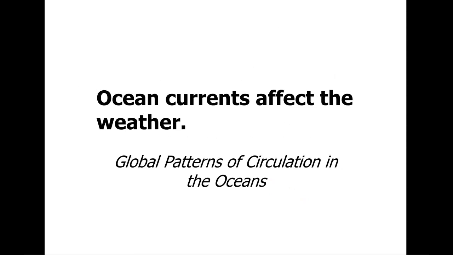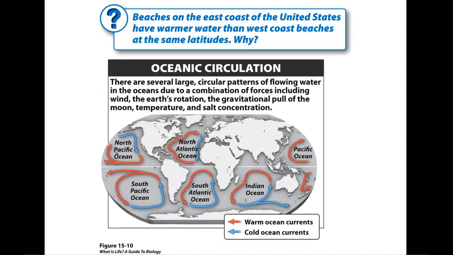Ocean currents are going to be able to affect the weather. So we're going to be able to see this in global patterns of circulation in the ocean. Oceans contain several large circular patterns of flowing water. These are going to be influenced by wind, Earth's rotation, the gravitational pull of the moon, temperature, and salt concentrations. And so here you see those different large circular patterns that are going to be flowing. And you're going to see how these different currents are created.